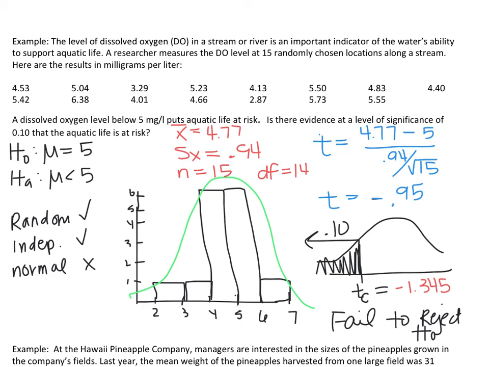So we'll take a look at some more examples over this. We're going to talk about some two-sided tests, but let me know if you have any questions about significance tests for population mean so far.